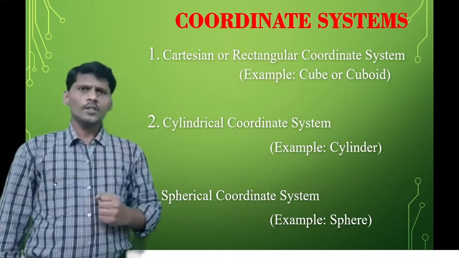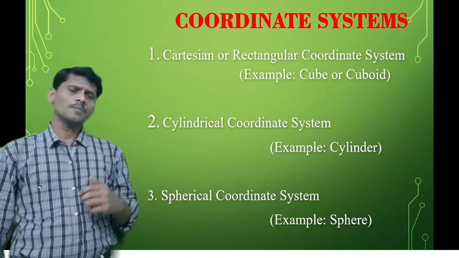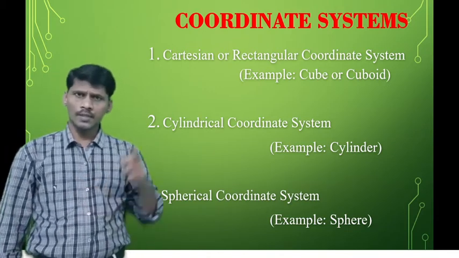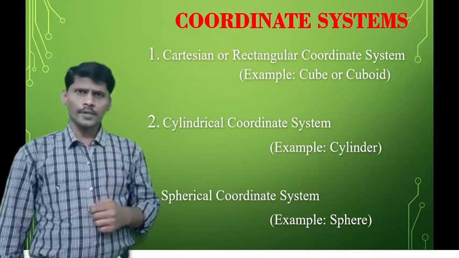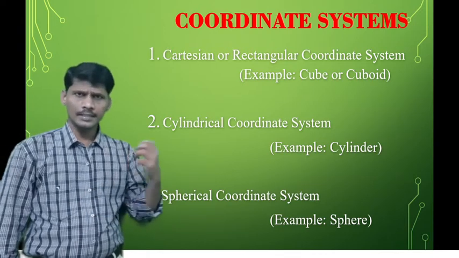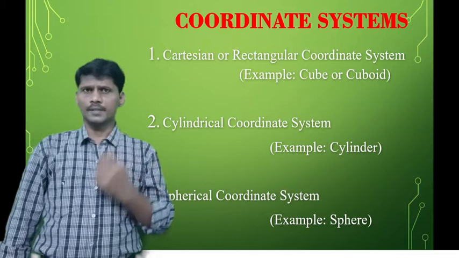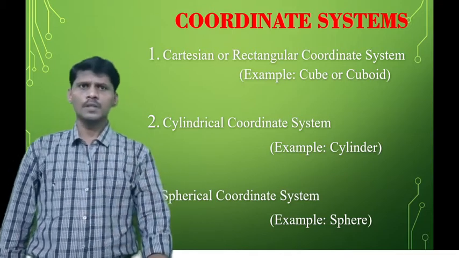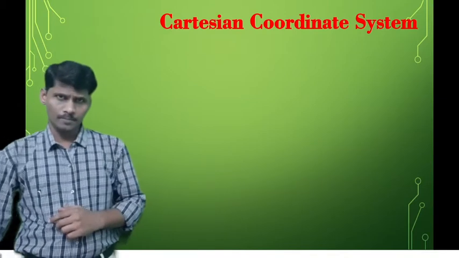The Cartesian coordinate system is also called a rectangular coordinate system, and examples of it are a cube or cuboid. An example of a cylindrical coordinate system is a cylinder, and an example of a spherical coordinate system is a sphere. First, we are going to discuss the Cartesian coordinate system.